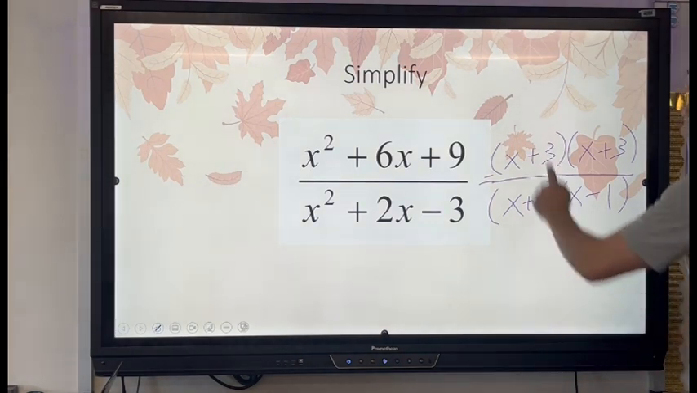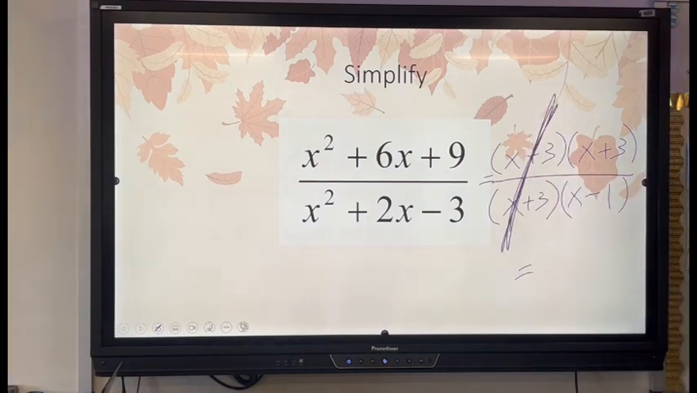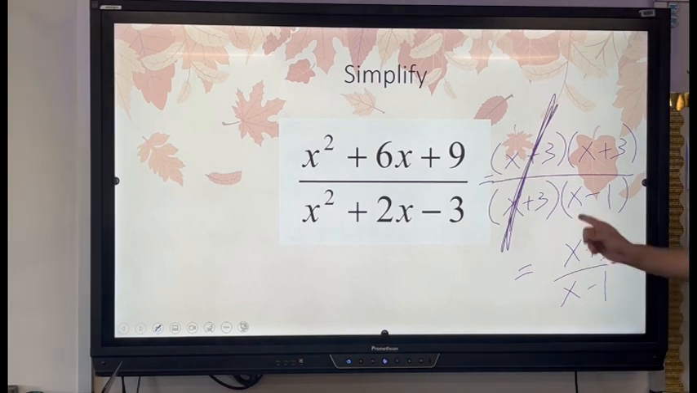The x plus 3's, which means I'm left with what? x plus 3 on the top, check your answer, and an x minus 1 on the bottom. Nothing I can do there. Please don't try to cancel these x's out. You cannot.